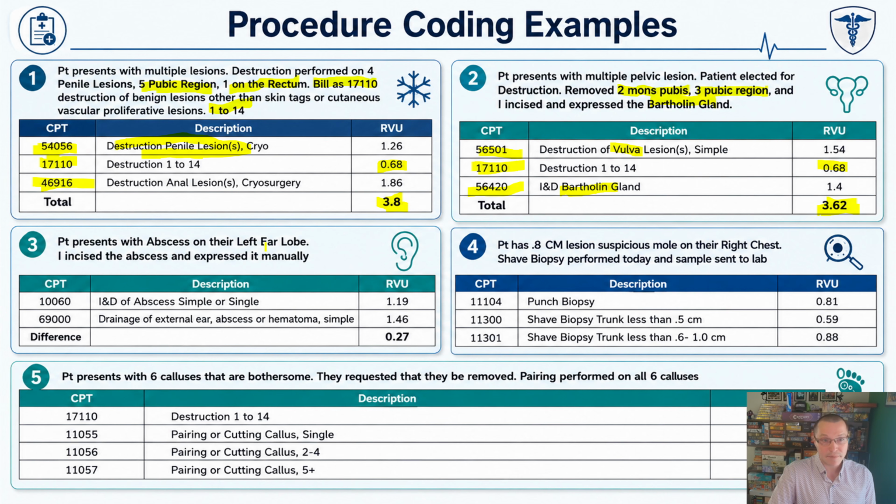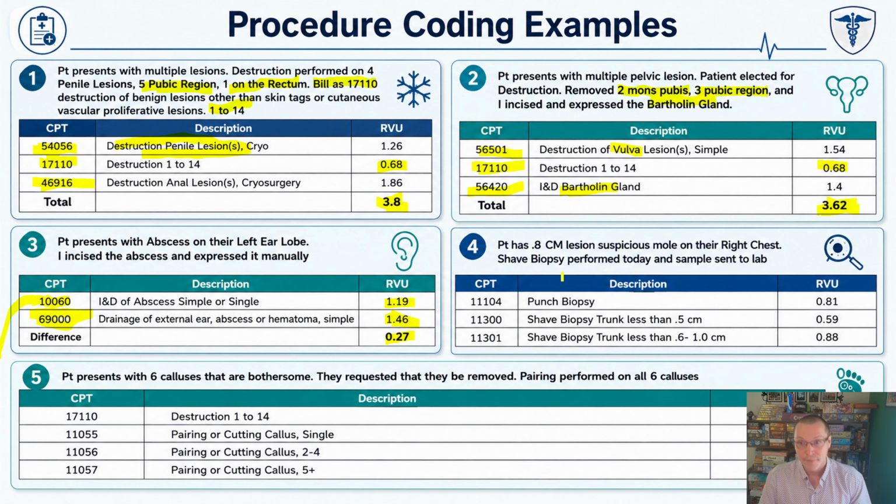Patient presents with abscess on the left earlobe. I incised the abscess and expressed it manually. Someone might report this as only a 10160 code. Well, actually, there's a higher level code that could be reported: the actual drainage of external ear abscess or hematoma. As we're looking, we got a 1.19 RVU for the generic default I&D code, while the ear I&D code has a 1.46 RVU. So we are looking at a significant difference here, so it is worth reporting the actual procedure that was done.